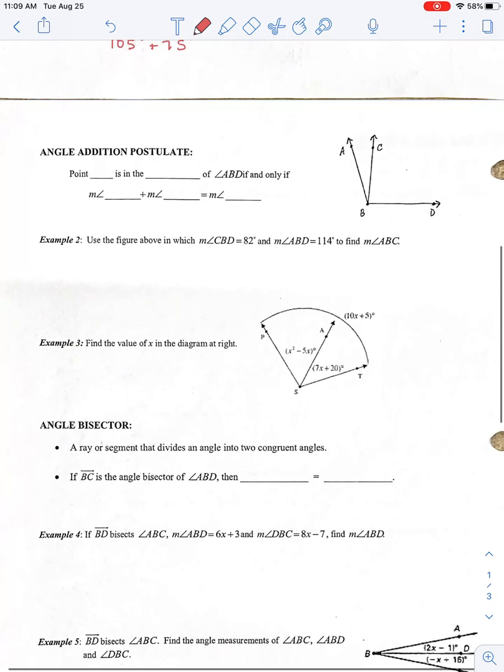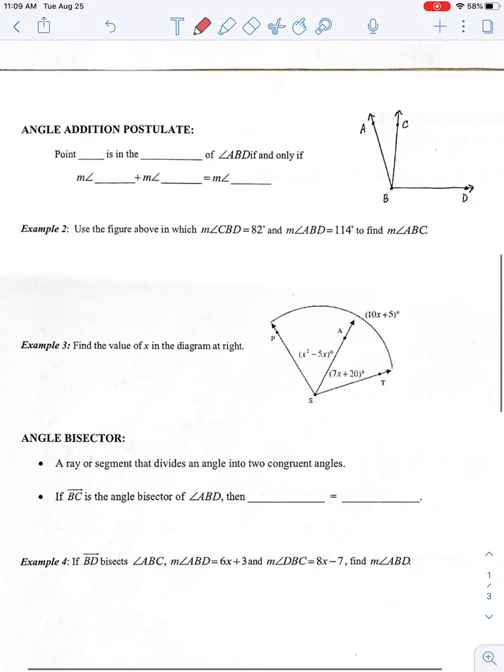All right, angle addition postulate. This is very similar to the segment addition postulate. The only difference is that it is an angle. So it says if point C is in the middle of angle ABD, if and only if the measurement of angle ABC plus the measurement of angle CBD equals the measurement of angle ABD.